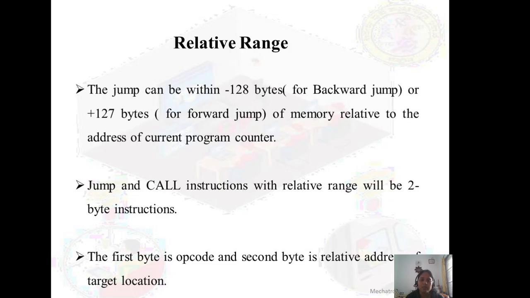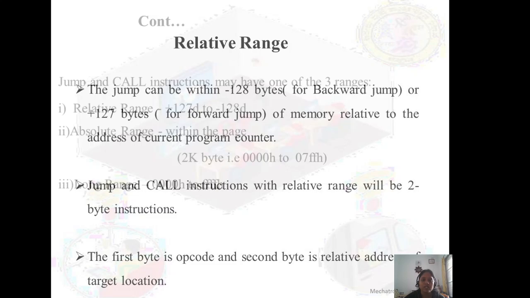Understood? Jump and call instructions with relative range will be 2 byte instructions. Whichever instructions are using the relative range will be 2 byte instructions. The first byte will be your opcode, and the second byte is the relative address of the target location, that is where it has to jump. So relative range is of 2 byte instructions.